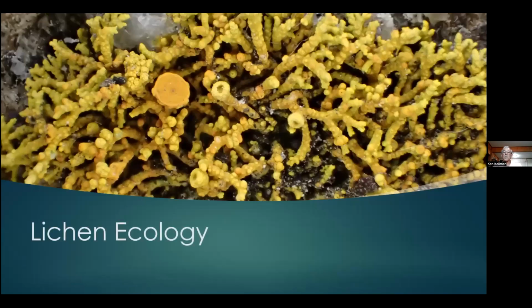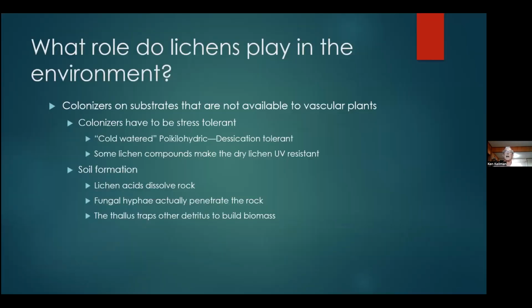So what role do lichens play in the environment? And this is probably the question you're going to get a lot from your park visitors. They play a number of roles, and since they grow on almost every surface, lichens have their own job to do in that situation. Lichens are colonizers on substrates that are not available to vascular plants. What does this mean? Well, colonizers have to be stress tolerant.